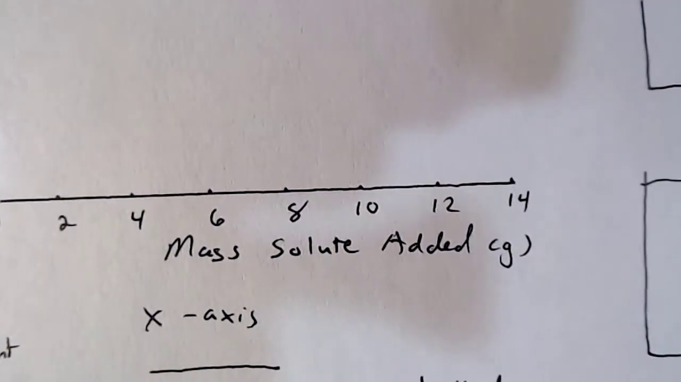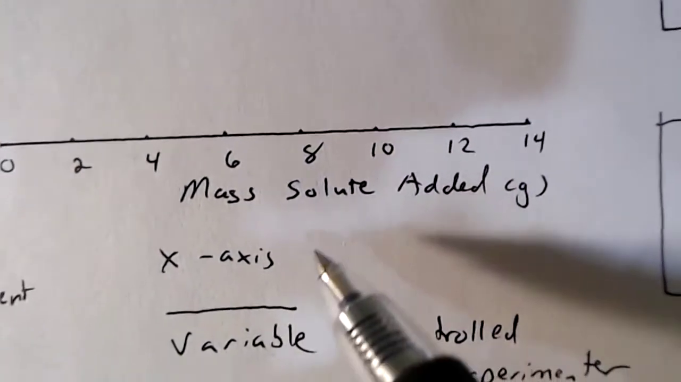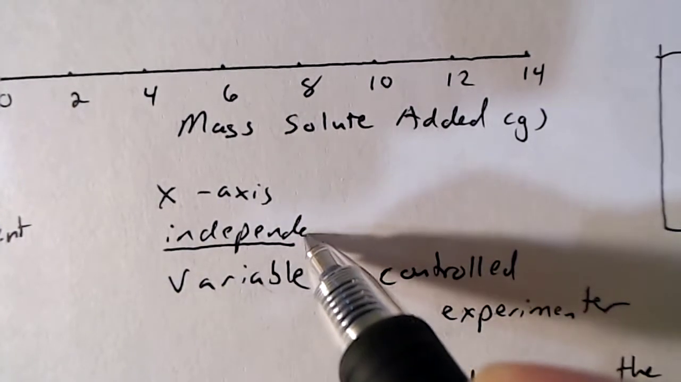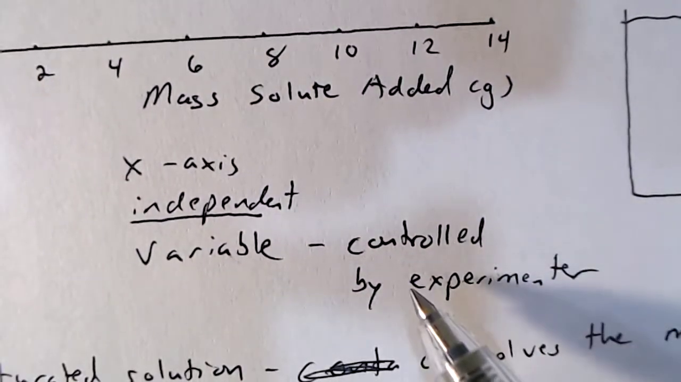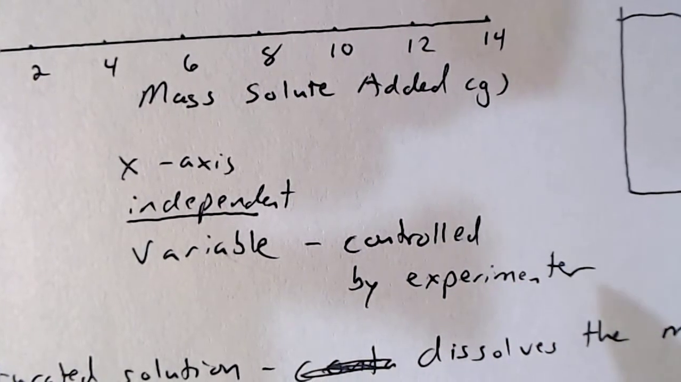So the mass of the solute added is something that the experimenter can control. That is the independent variable. So it doesn't depend on a different variable. It's independent of other variables.